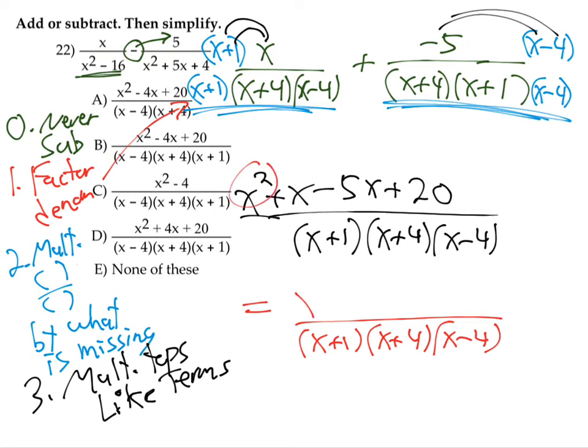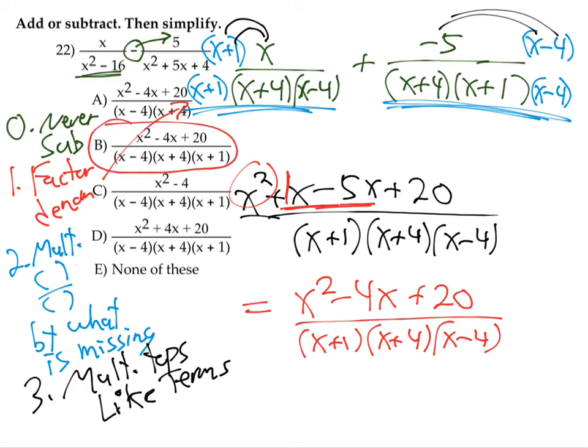Gather like terms. X squared plus 1x minus 5x. Negative 4x plus 20. There it is, answer B. We haven't had none of the above for a while.